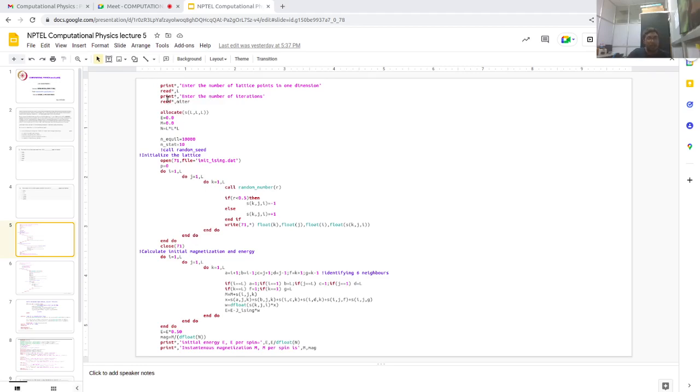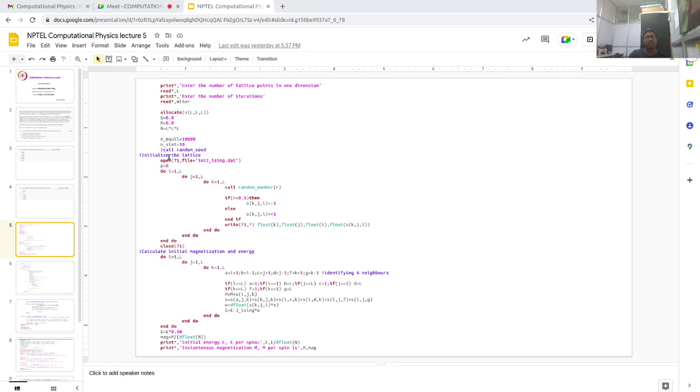And then what I do is M equals M plus S_ijk. So in this way I am calculating the total magnetic moment. Okay, so initially we assign E and M to be zero. And then as the loop progresses, I am assigning the values of M by the summation over all the spins in my lattice.